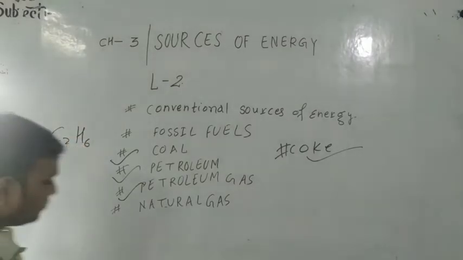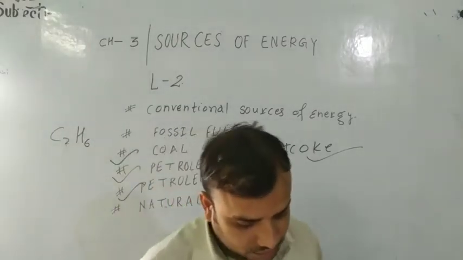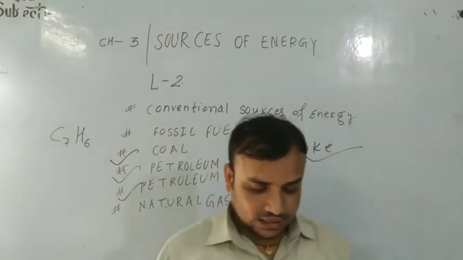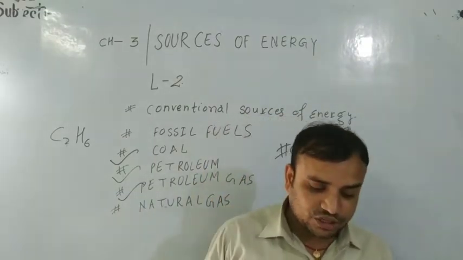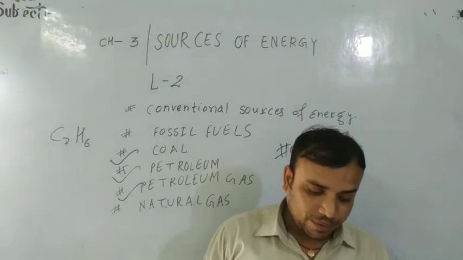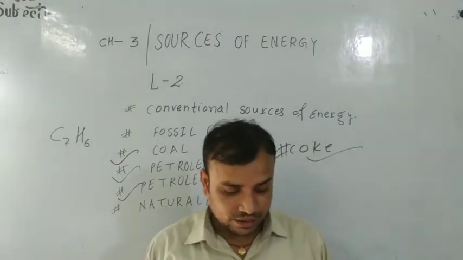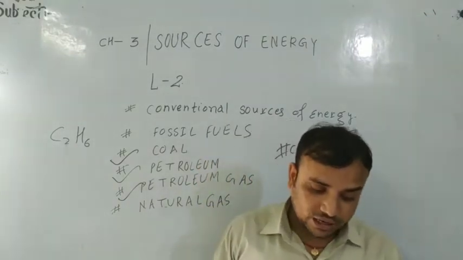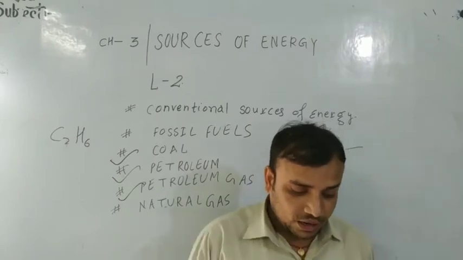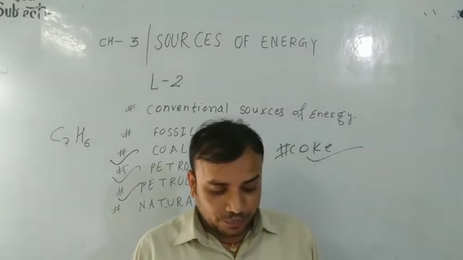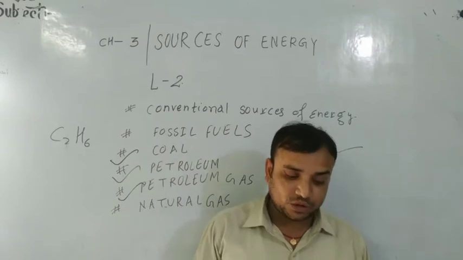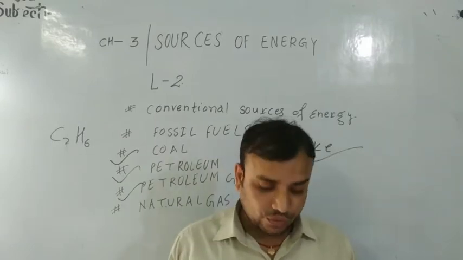C2H6. Dear students, thus we can say that petroleum gas is a mixture of hydrocarbons: butane, propane and ethane. Butane, propane and ethane all burn rapidly and produce a lot of heat. It makes petroleum gas a very good fuel.